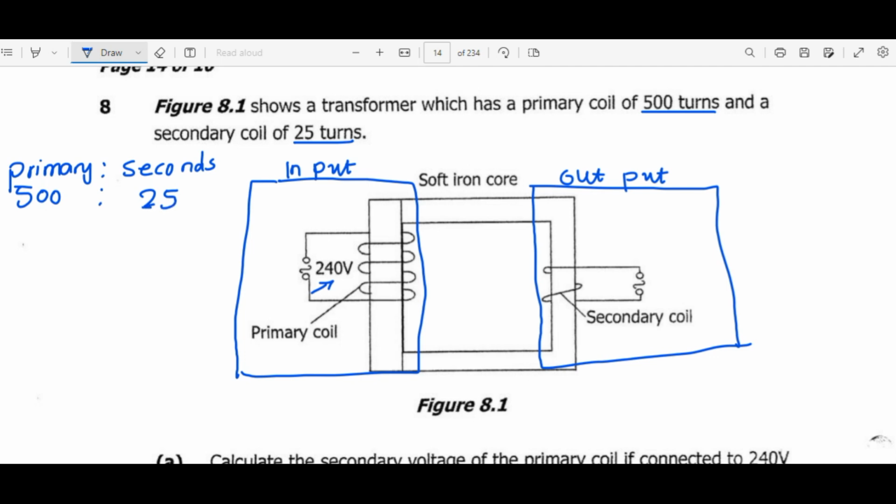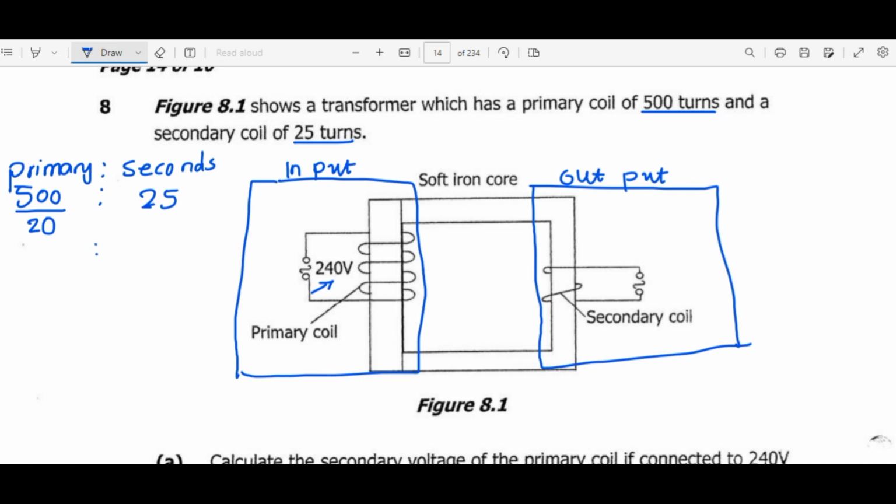Now, we need to find the number that 500 was divided by to give us 25. So how can we find this number? This number is 20. Where is this 20 coming from? You get the one from the primary and divide by the one from the secondary. So 500 divided by 25 will give you 20. That is where the 20 is coming from. Which means that any number from the primary divided by 20 will give you the output number.